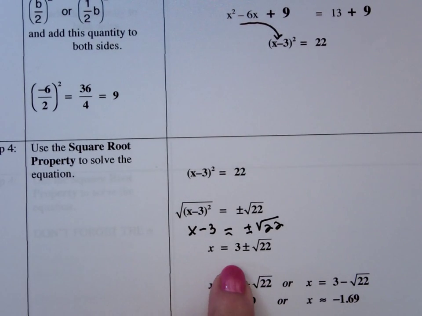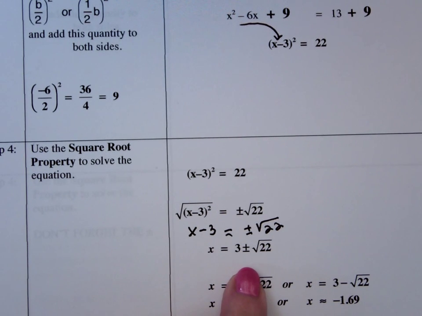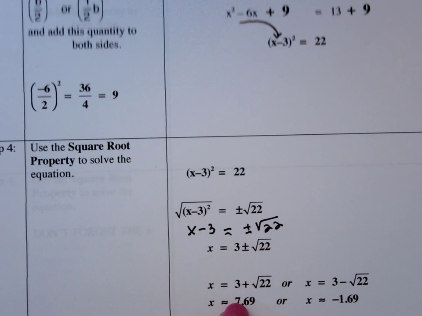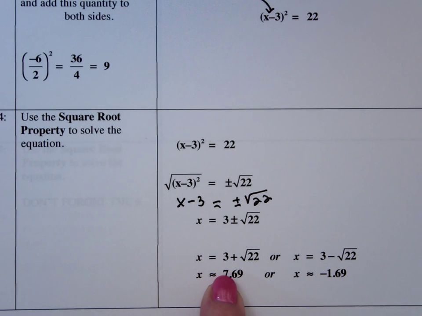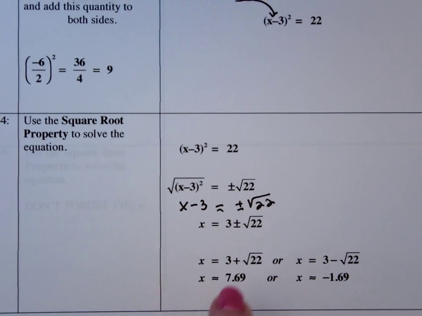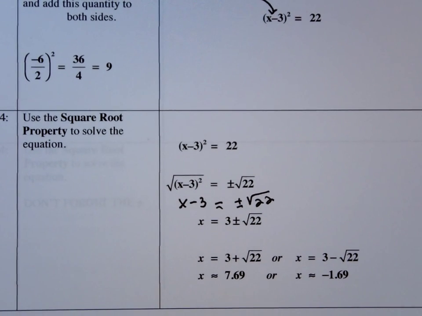So then you're going to add 3 to both sides. So x equals 3 plus or minus the square root of 22. You've got two answers. x equals 3 plus the square root of 22. x equals 3 minus the square root of 22. So if I needed a numerical answer, I just used my calculator. That is the complete process of solving by completing the square in a nutshell.